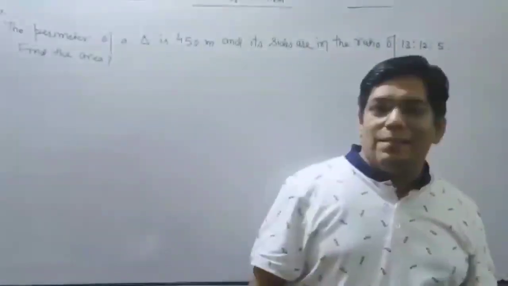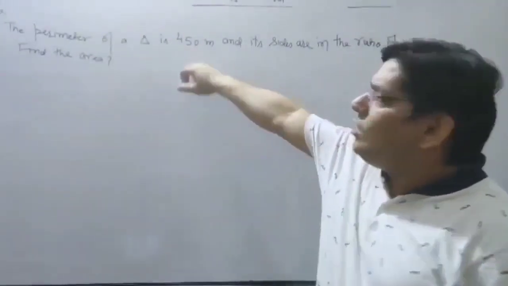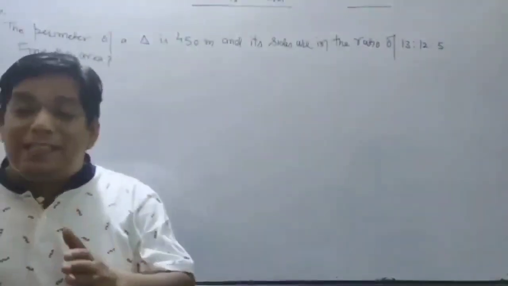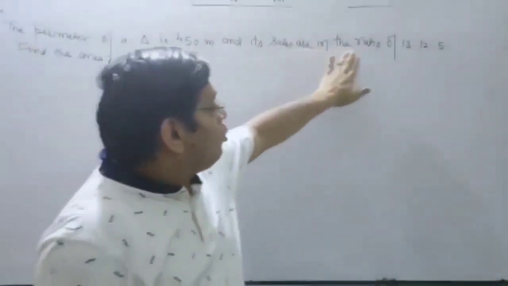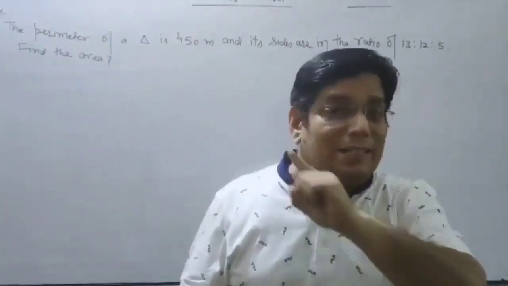Now the last pattern of this exercise. In this question it is clearly mentioned the perimeter of the triangle is 450 meter and the remaining sides are not given. Apart from that, the ratio of these sides is given. In this sense, you have the ratio of sides, not the sides.